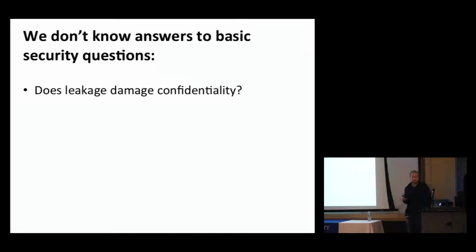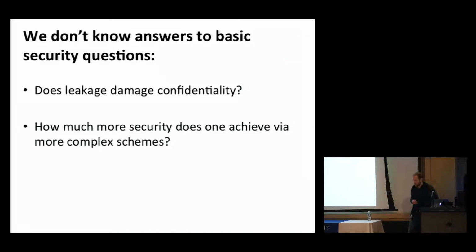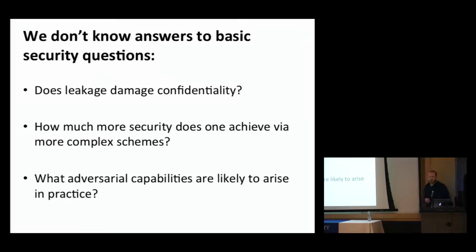Obviously, the most critical question: how much does this damage confidentiality of plain text or queries? Do more complicated schemes in real deployments achieve significantly better security than others? It could be the case that most times you query most of the keywords and reveal most of the structure of the inverted index, and you devolve back to the simpler scheme level of security. And relatedly, what type of adversarial capabilities are likely to arise in practice?